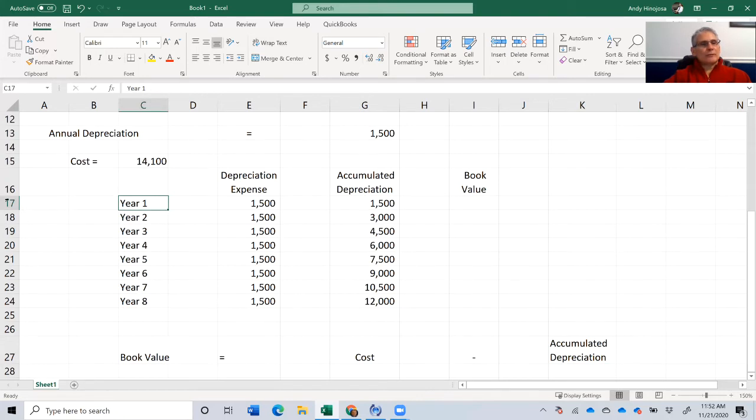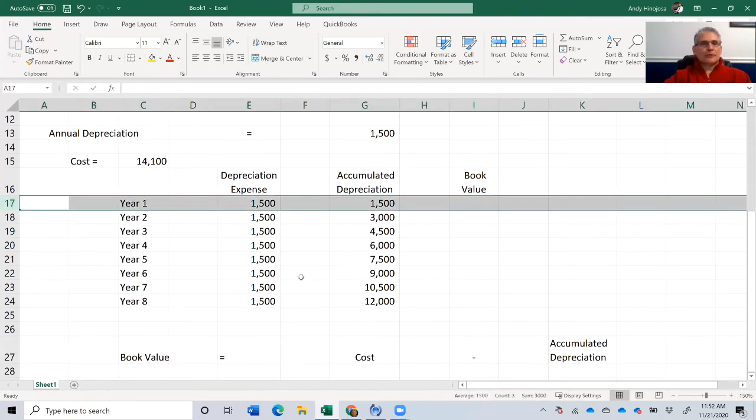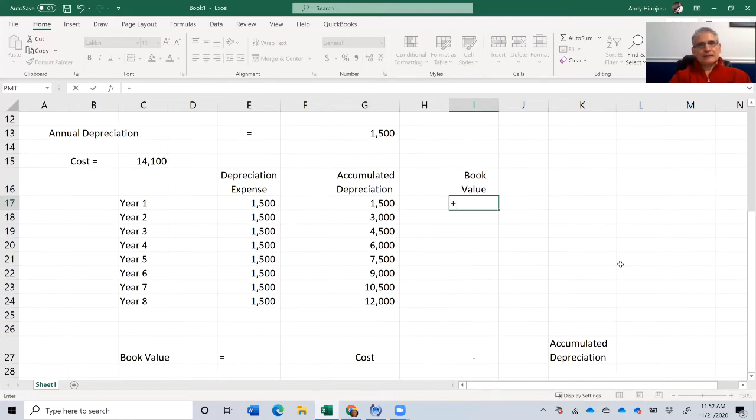So for year 1, if somebody asks, what's the accumulated depreciation for year 1, how much is the book value? Well, we can compute that by simply taking the original cost, $14,100, and subtracting the accumulated depreciation. So after year 1, the book value is $12,600. The cost minus the accumulated depreciation.